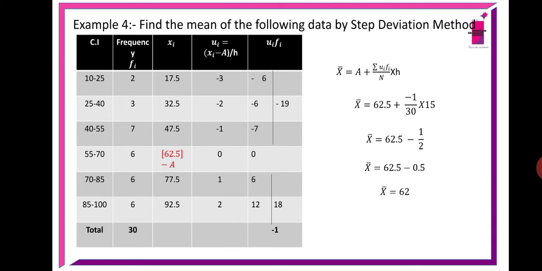We will see one example, the same example we learned in the previous method. Here my assumed mean is the same, 62.5. Here I am doing uᵢ equals xᵢ minus A by h. So xᵢ 17.5 minus A is minus 45, by h which is 15. So minus 45 by 15 is minus 3.